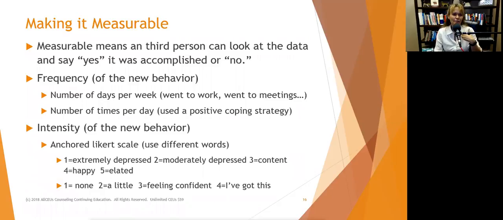We can look at measuring intensity. And a lot of times we use an anchored Likert scale. And why do we use anchored? Because if you just say on a 1 to a 5, people are going to be like, eh, and it wiggles. Even the same person may rate how they feel the same way, a 2 one day and a 3 the next. So give them words or pictures. 1, extremely depressed. 2, moderately depressed. 3 is content. 4 is happy, and 5 is elated.